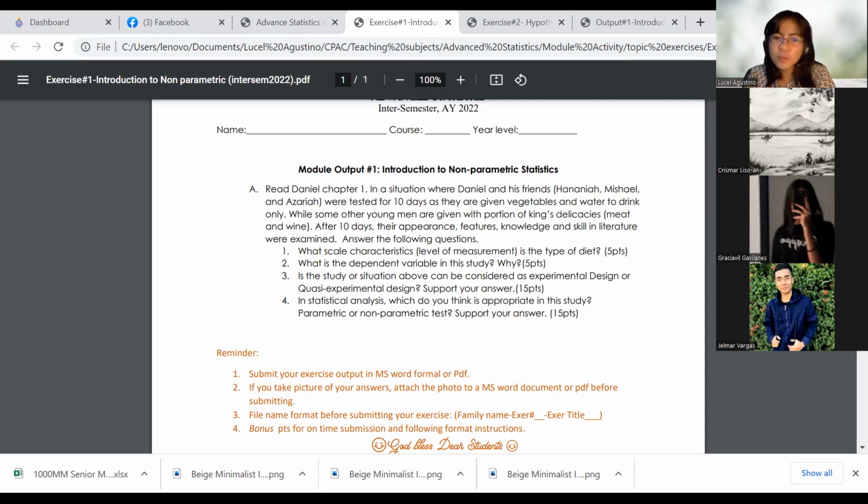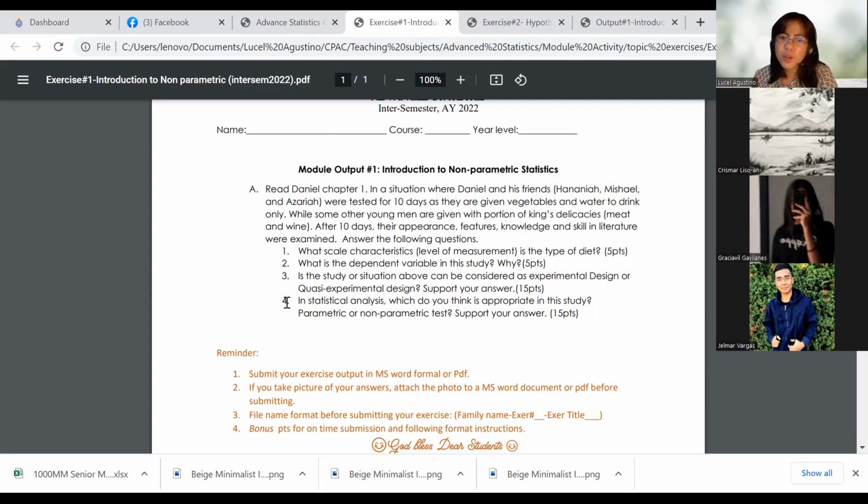Okay. The number 2, what is the dependent variable in this study? Di ba sa isa ka study, dapat may dependent kag independent variable ka. So, I hope na differentiate nyo na siya. Then, need po na siya ninyo sa inyong research class or sa inyong research, mag-ubra ka mo research sa future. And then, ano ang dependent variable sa situation ni Daniel nga study? Then, i-explain nyo na. And then, is the study or situation above can be considered an experimental design or quasi? Di ba, sa lecture nato, may ara to, ano ang experimental, ano ang quasi experimental design. So, i-support nyo man inyong answer.